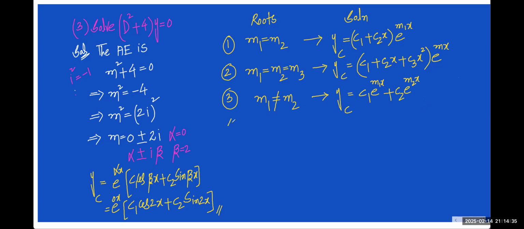And there is a fourth case you can easily understand. If m1, m2 and m3, three roots we are getting, and all three are different, then the third variable will also be added here. Now, if the roots are in this format, alpha plus or minus i beta form, then the complementary function is e power alpha x into (C1 cos beta x plus C2 sin beta x).